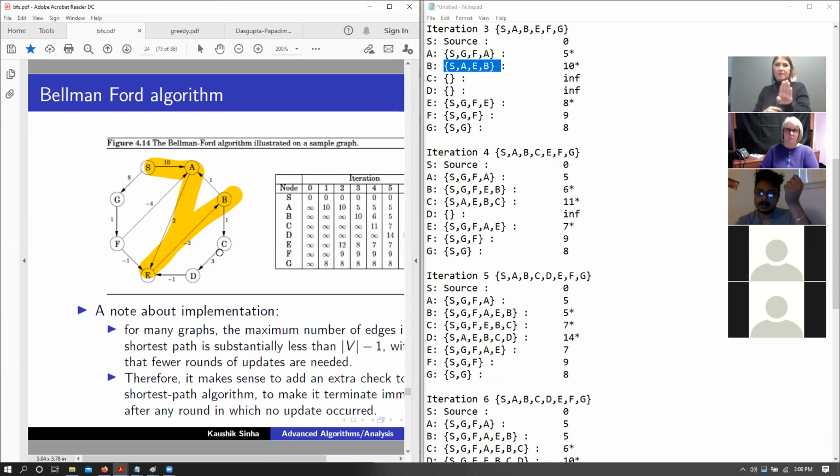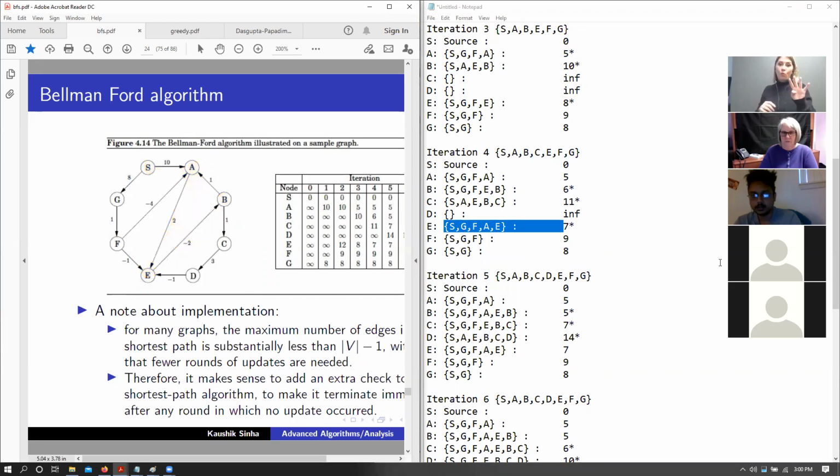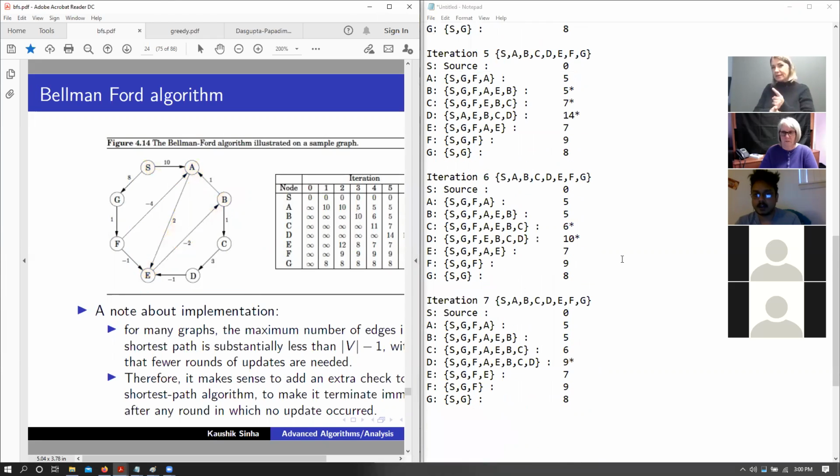And we know that C is connected to B. So we initially had no estimate of C, but now we have an estimate of B, that is 10. And we know that B to C is 1, so that gives us 11. So C is updated. We discover C to get a value of 11. D is not updated. We already updated E, and that was our iteration 4. Right? Now we move on to iteration 5.